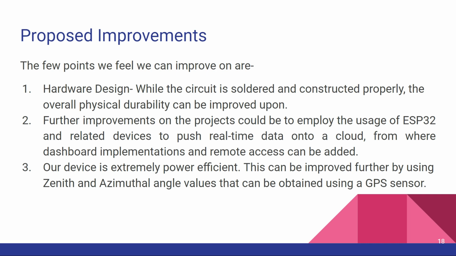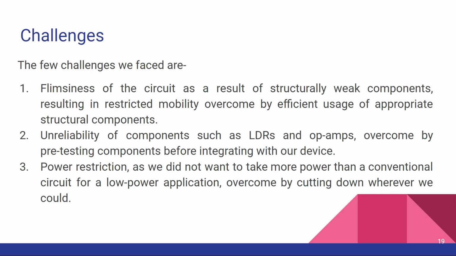Our device is extremely power efficient. This, however, can be improved upon by using the values of the zenith and azimuthal angles that can be obtained using a GPS sensor. The angle of the solar panel is the cosine inverse of the product of the cosines of the zenith and azimuthal angles. We would like to now demonstrate the few challenges that we faced.